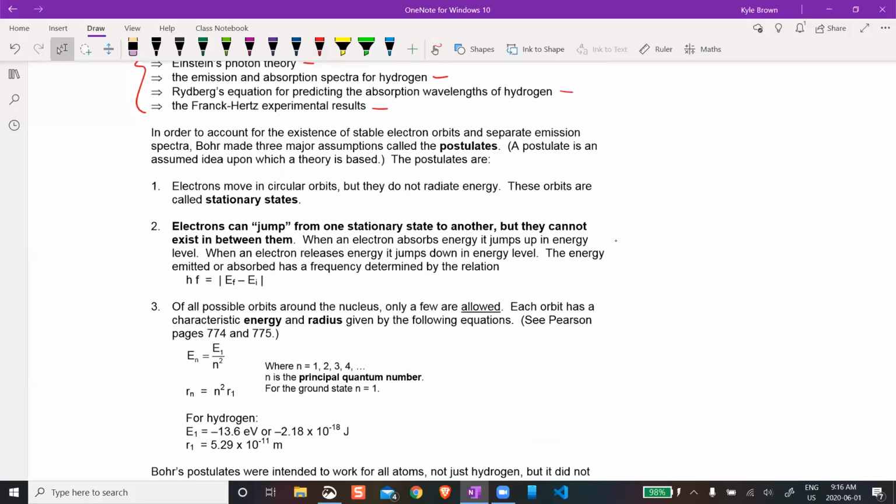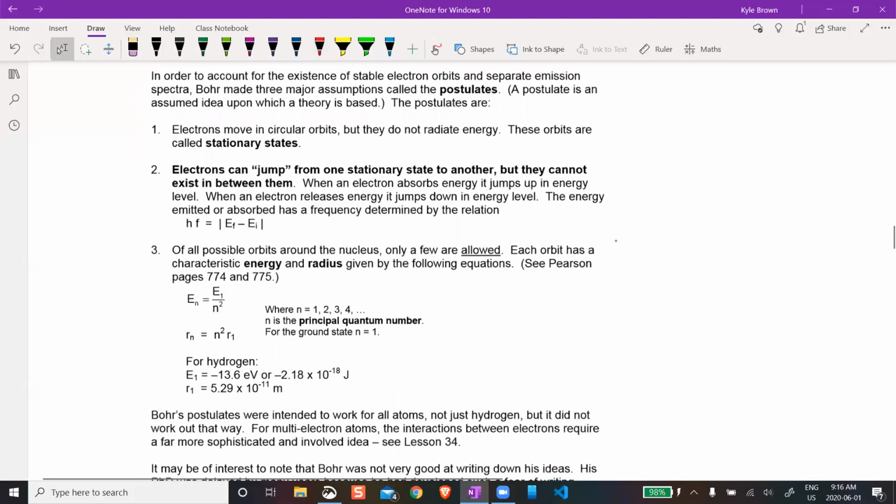Niels Bohr came up with different things called postulates. A postulate is an assumed idea upon which a theory is based. So here is, if he were to break it down, his theory. Number one, you guys are responsible for knowing Bohr's postulates here, okay? Electrons move in circular orbits, but they do not radiate energy. Remember, that was the big problem from above.